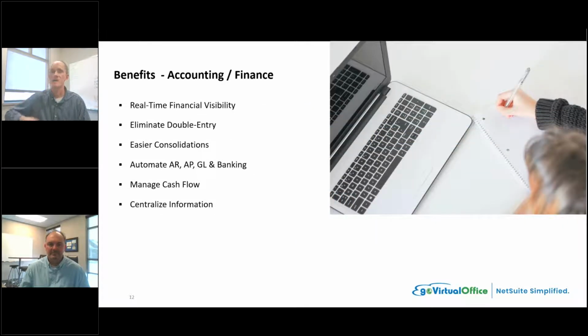And then I'm going to pick on a specific department from an accounting and finance perspective, right? Real-time visibility and what's going on, financial visibility. Eliminate that double entry that I was talking about before and those basics. The consolidations. There's a lot of things that you can automate or streamline from a AR, AP, GL, invoicing, banking perspective. And obviously, an ERP system is really going to be kind of a centralized place to get this information. So, Dirk, anything to add from an accounting finance perspective?